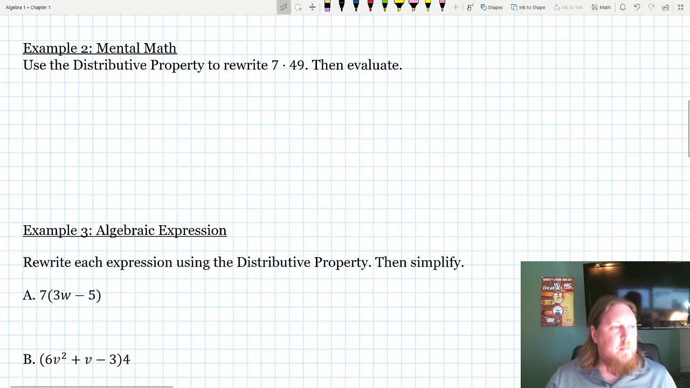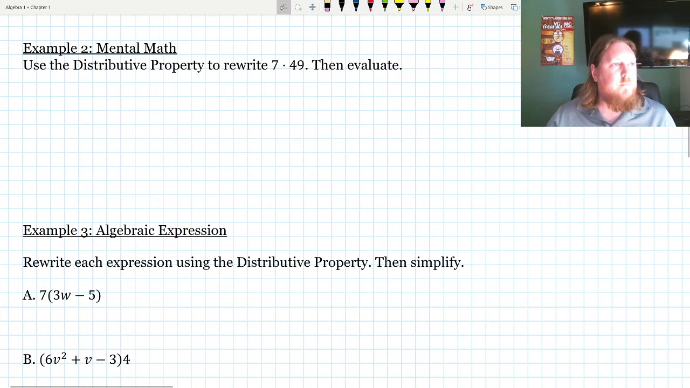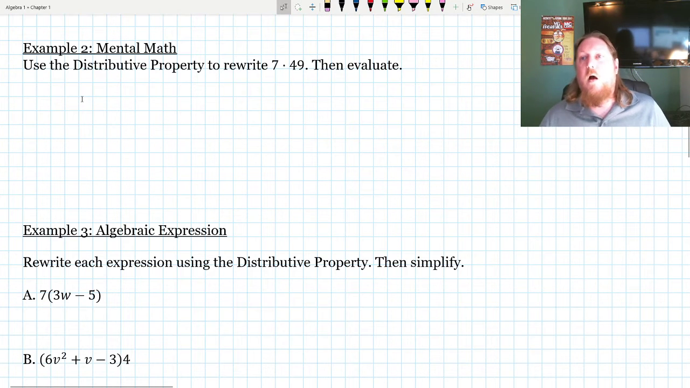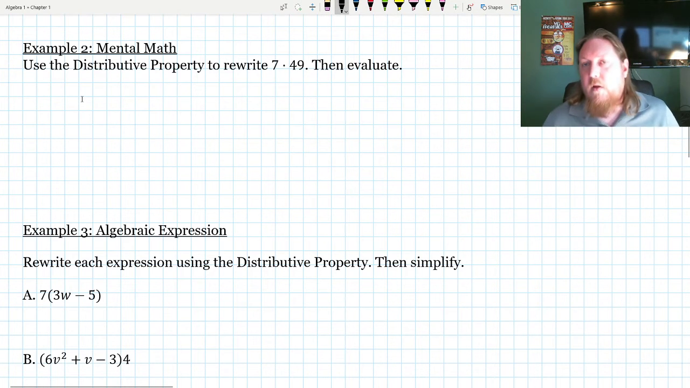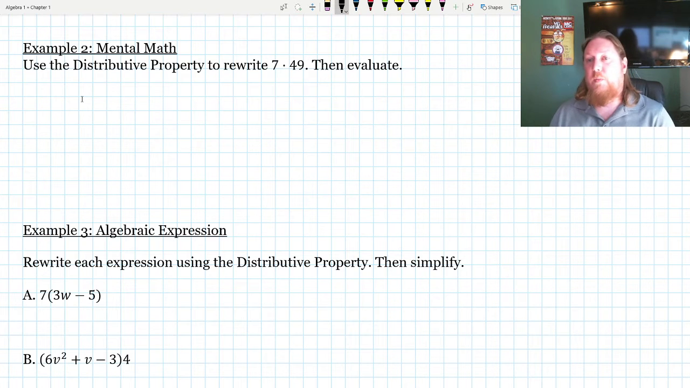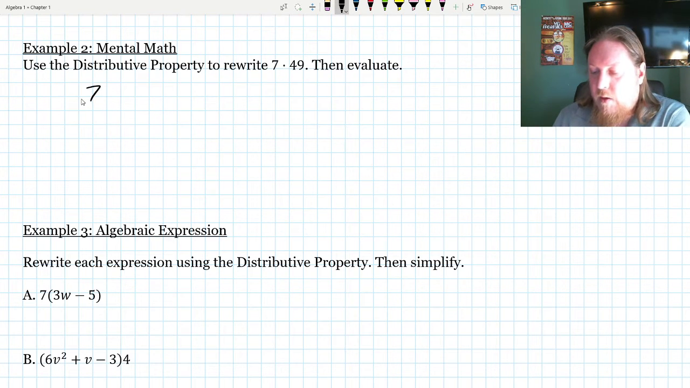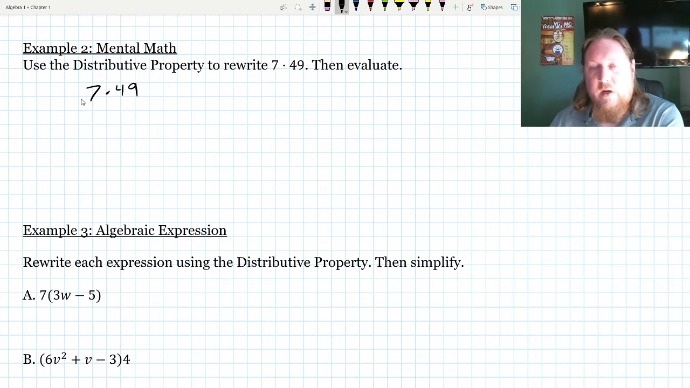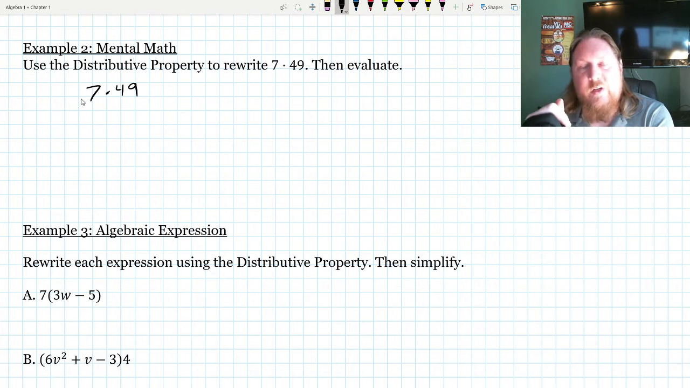All right, mental math time. Oop, there we go. This is kind of like that second part of the example of what I was showing you about why the distributive property is useful. We're going to use the distributive property to rewrite 7 times 49 and then evaluate it. Again, you can do it either way.